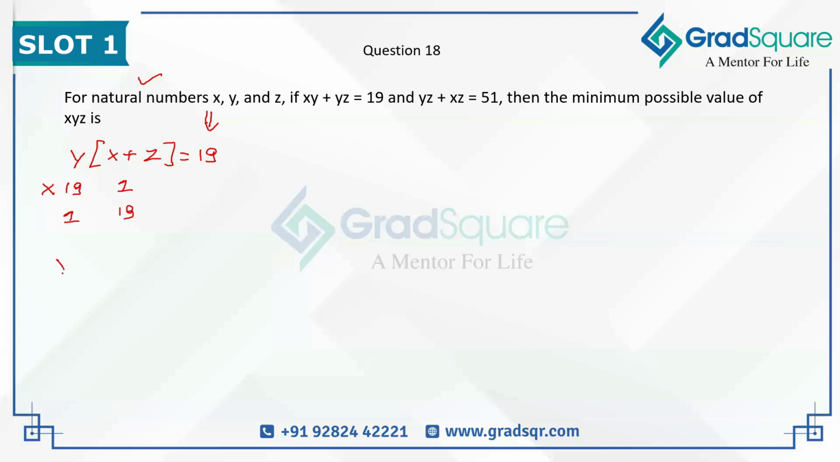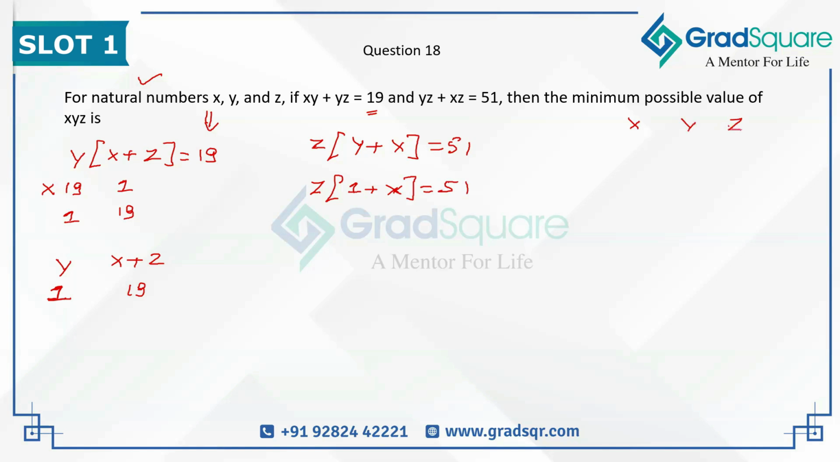So now I very clearly know that my value of Y should be 1 from the first equation and X plus Z must be nothing but 19. This is something that I'm very clear about. Then go further and take your Z common in the next equation. What do we get? Z times (Y plus X) is equal to 51. Now, the value of Y is available with me, which is equal to 1. So I'm rewriting this as Z times (1 plus X) should be equal to 51. Then the minimum possible value of X, Y, and Z is being asked.